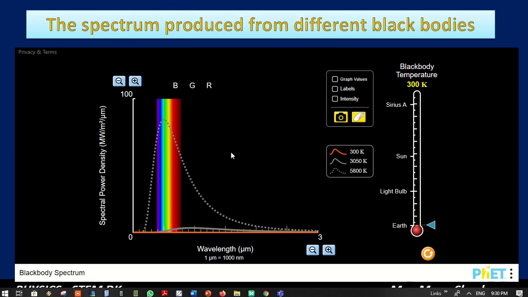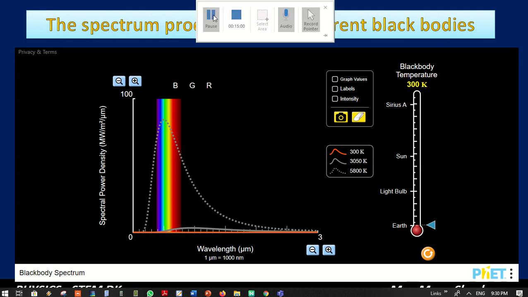Okay, what would happen to the wavelengths? By decreasing the temperature, the wavelengths will be increased, as here for the sun, which has a larger temperature, it will have a smaller wavelength than other objects.